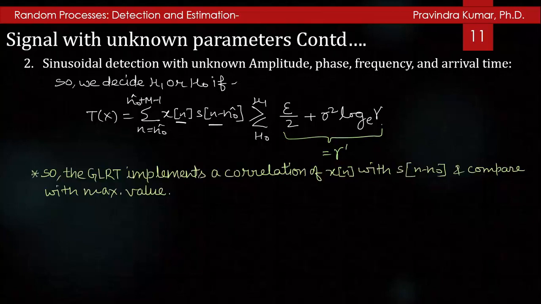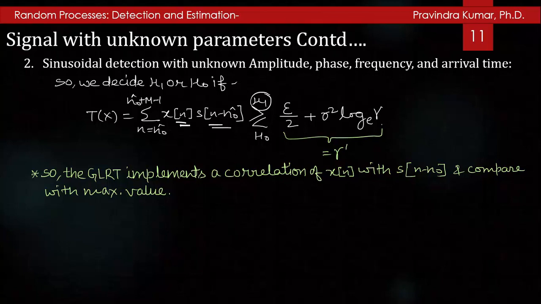So the GLRT implements a correlation of x[n] and s[n − n0] and compares it with the threshold value. If the threshold is exceeded, then a signal is probably present, or you will decide the hypothesis H1, and its delay is estimated as n0 cap. Otherwise, noise only is declared if this is less than the threshold value.